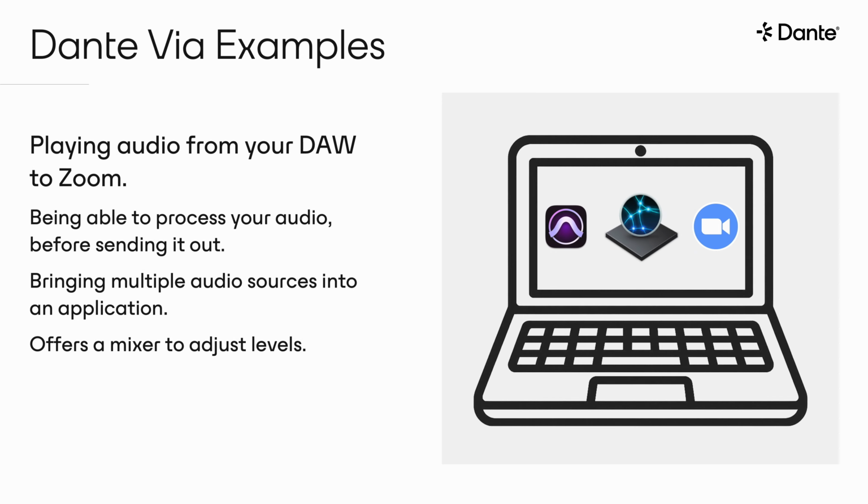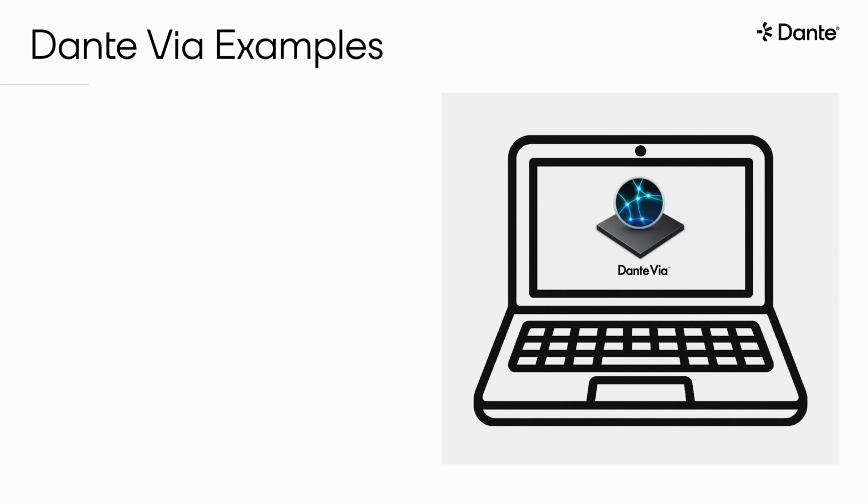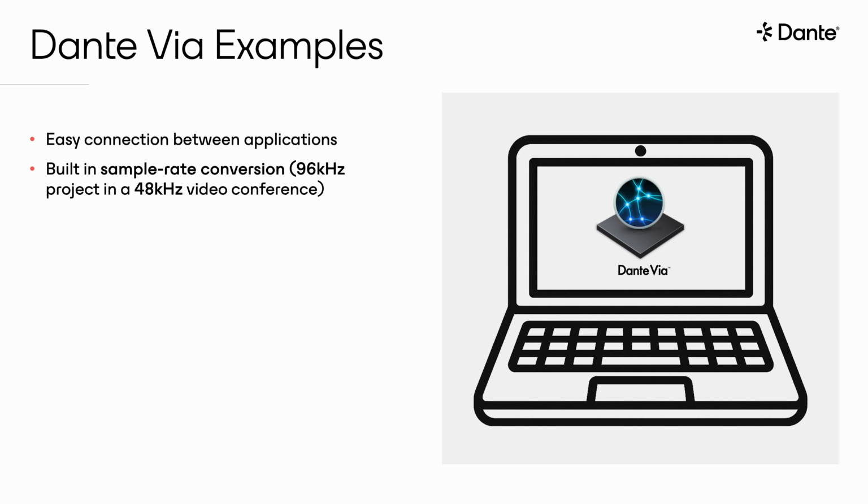Production teams have played audio from their DAWs or video workstation directly into a Zoom conference, for example. If you need to bring multiple audio sources into the same application, Dante Via even offers a mixer with the ability to independently adjust the levels of each source. Dante Via makes the connection between software applications very easy with built-in sample rate conversion.